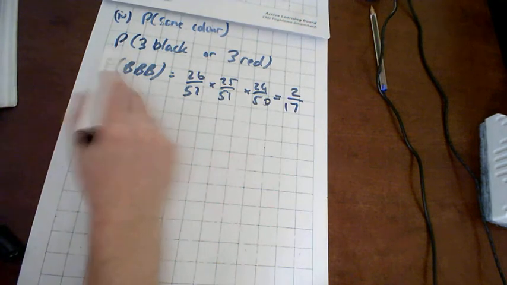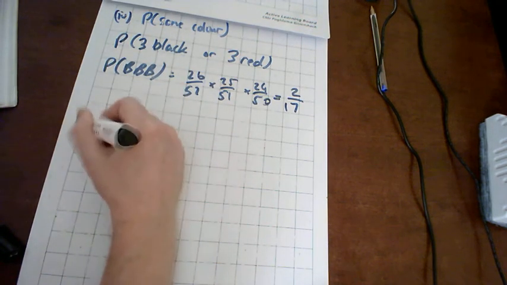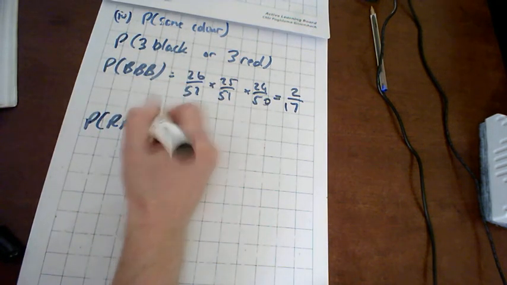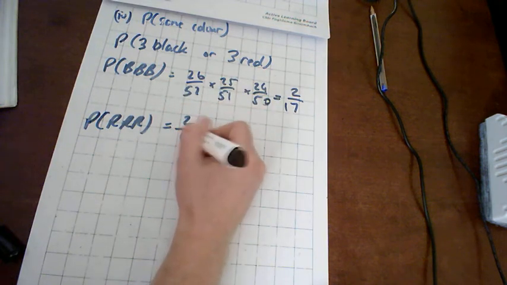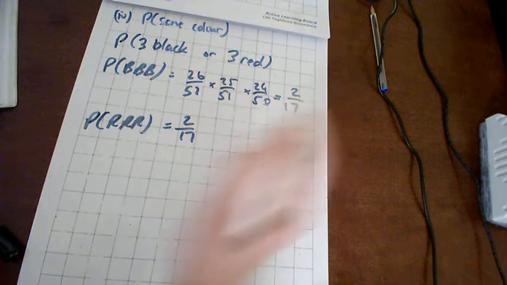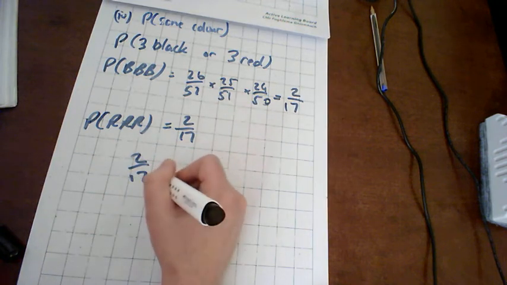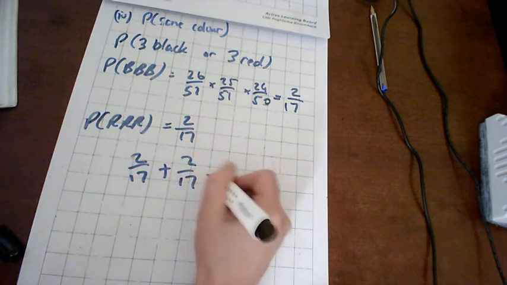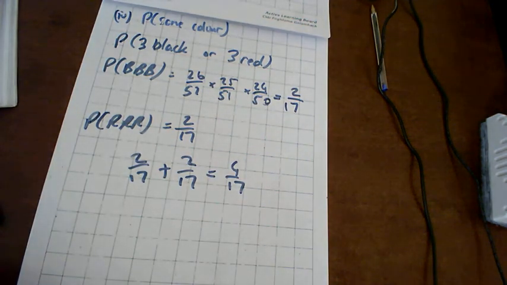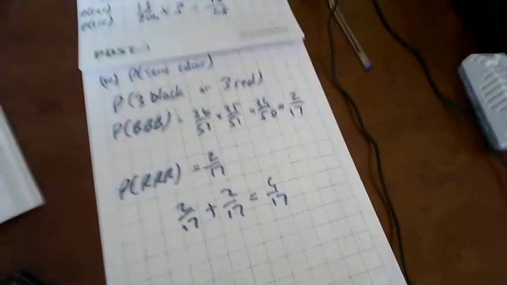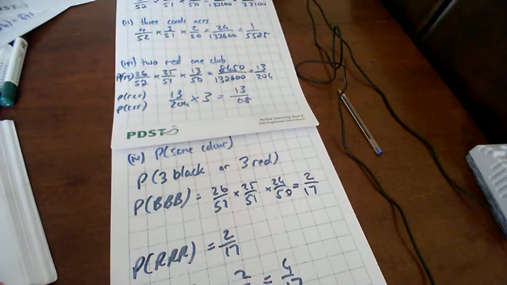Because it doesn't matter, you want black or red, so you could have the probability of red, red, red, which would be exactly the same, so again 2 over 17. So you can just add those two or just multiply that by 2, so 2 over 17 plus 2 over 17 is 4 over 17. Okay, so that's the way just of doing it differently to the way that's in the book, so whichever way you want is absolutely fine.